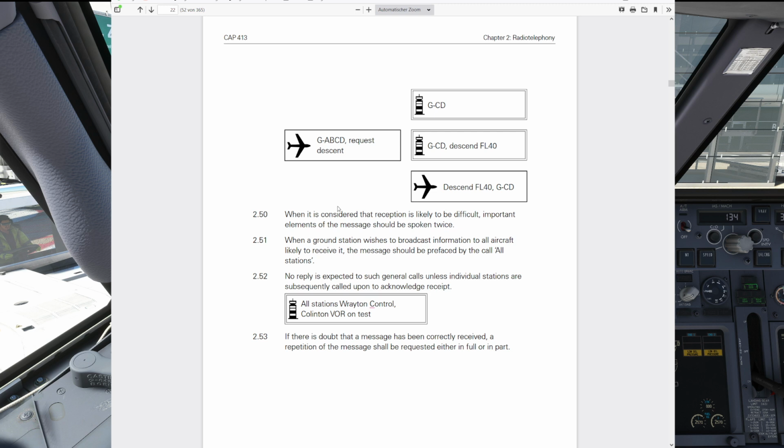Again, just Google for it, it's going to come up as one of the very first results. This is the UK CAA Radio Telephony Manual, Charlie Alpha Papa 413. So, this shall conclude this video. Next up, I'm going to give you a little bit of instruction how to set up your controller client, and once that is done, we're going to head up into the flight. So, see you on the next video.